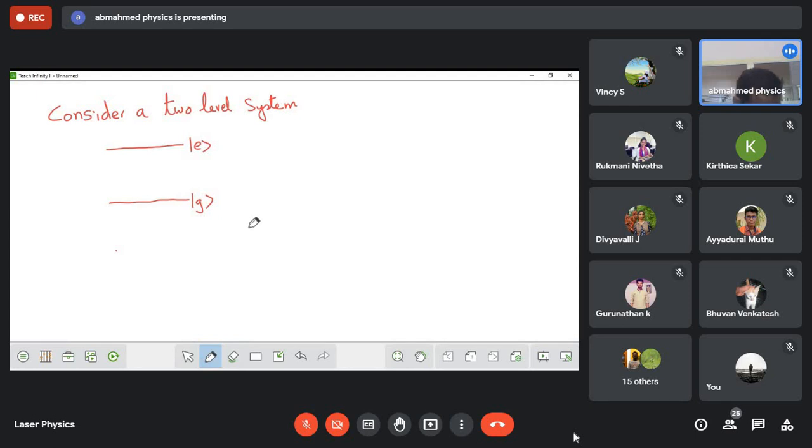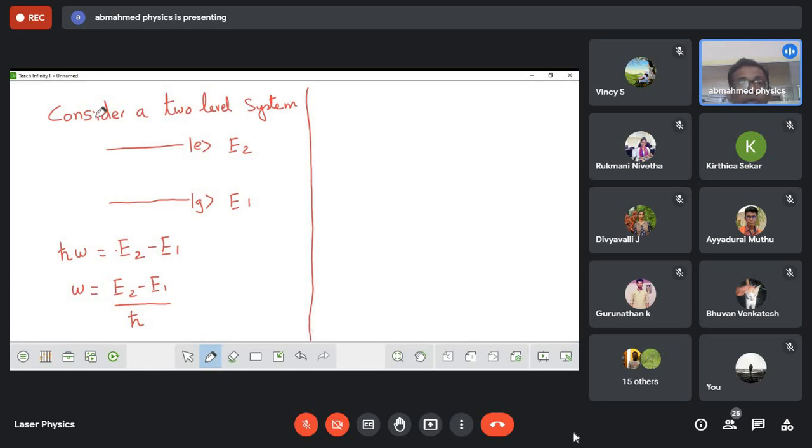So what is the energy level difference between these? The energy is E2, this is E2, this is E1. So we know that H cross omega equals E2 minus E1. Omega is equal to E2 minus E1 by H cross. But where do you have a two-level system? That is an important question. We have to answer that. There is no two-level atom in the universe, right?